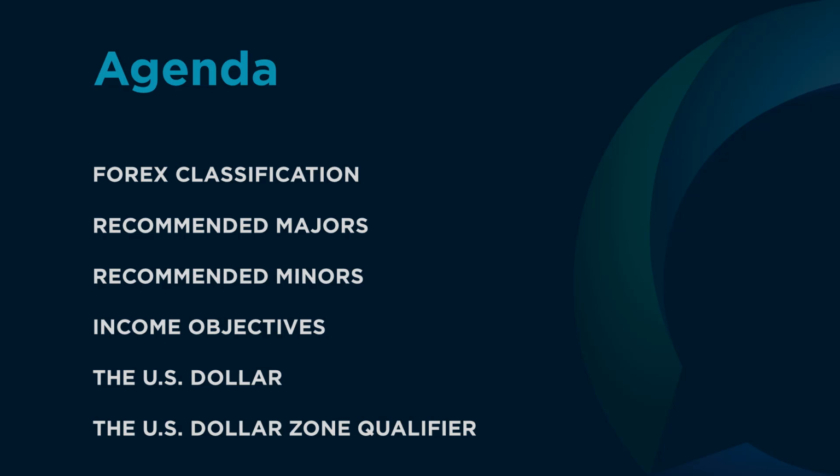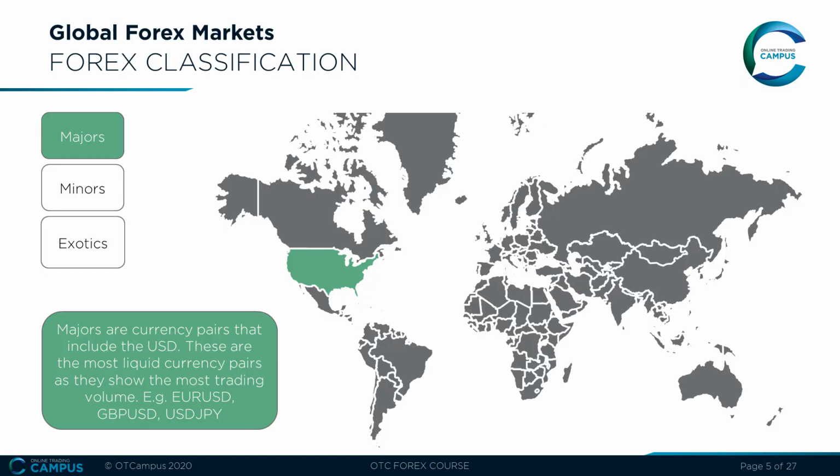At first, we will look at the various currency pairs and group them into three Forex categories, so-called Forex classifications: majors, minors, and exotics. After, we will spend some time investigating the importance of the US dollar and how we can use the US dollar as an additional zone qualifier, as an anchor point to help us with our decision-making process. Forex pairs can be classified into three different groups.